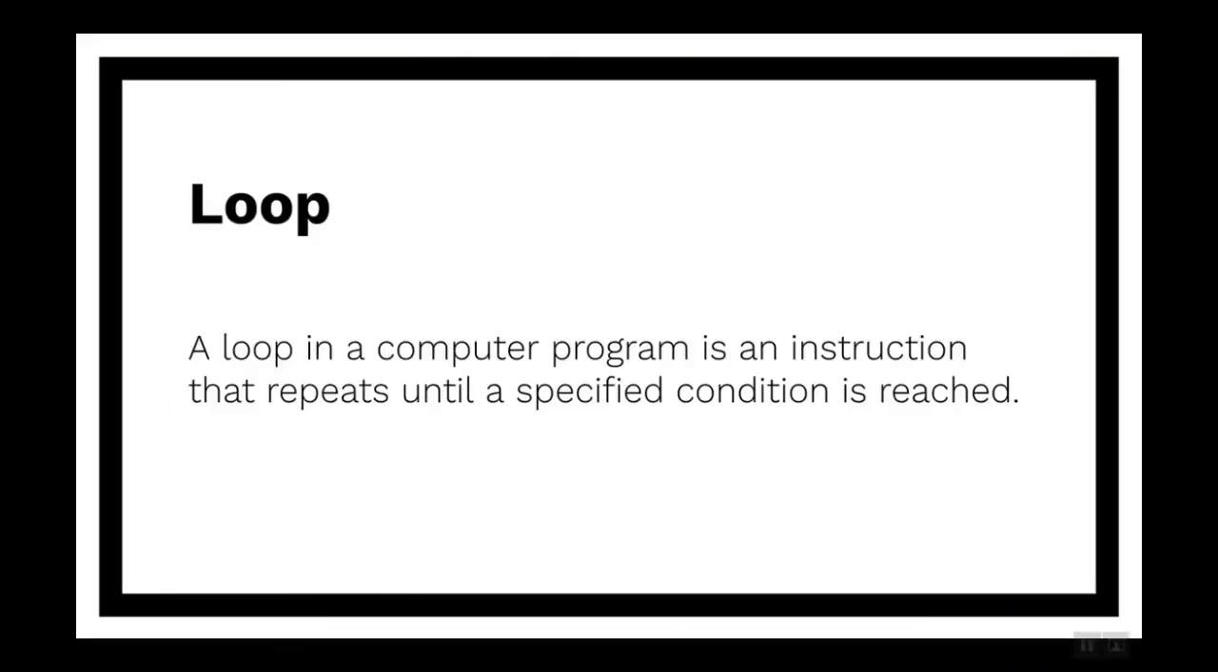Okay, so this is a literal definition of loop. Loop is a computer program that keeps on repeating itself until a specified condition is reached. So for example, let's say you have your goals, right? You want to achieve something in life and you're working hard towards it. Unless and until you achieve that goal, you'll be repeating the same behaviors again and again and again. That's the easiest example of a loop.